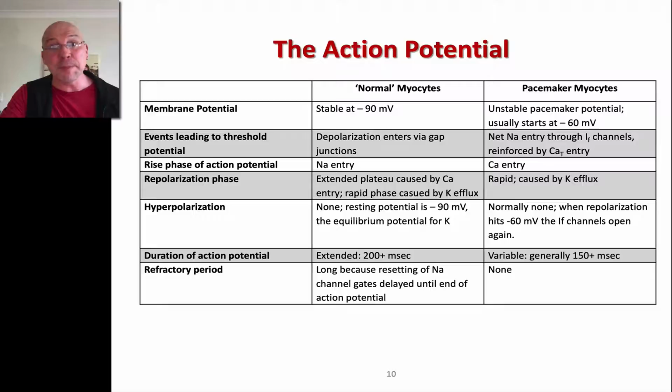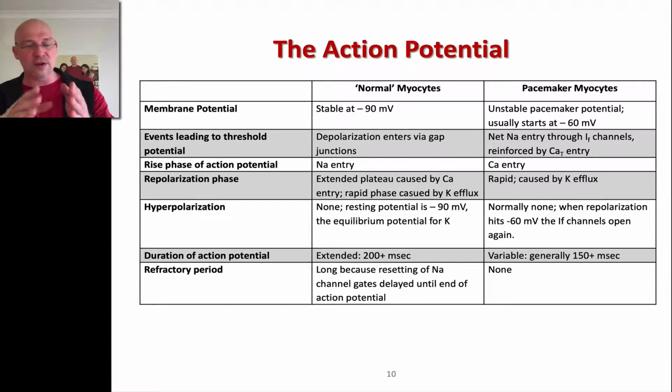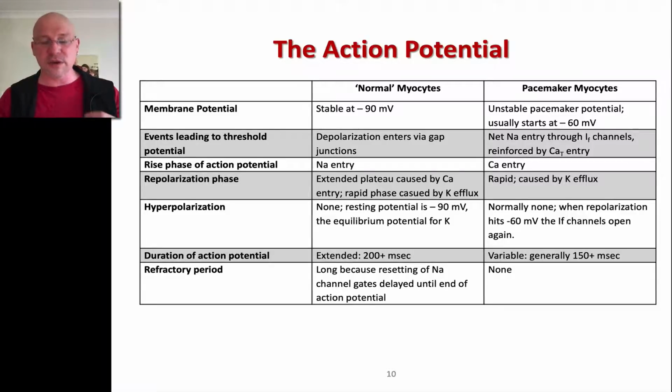So, summing up, if we compare the two, let's take a look at the normal myocytes on the one side, the normal ventricular myocytes, and then pacemaker myocytes. The membrane potential in a normal myocyte is around minus 90. In pacemaker myocytes, it's a little higher. It sits at around minus 60 millivolts.